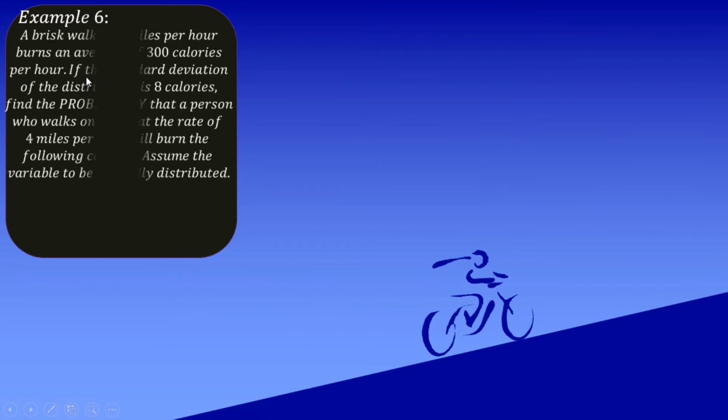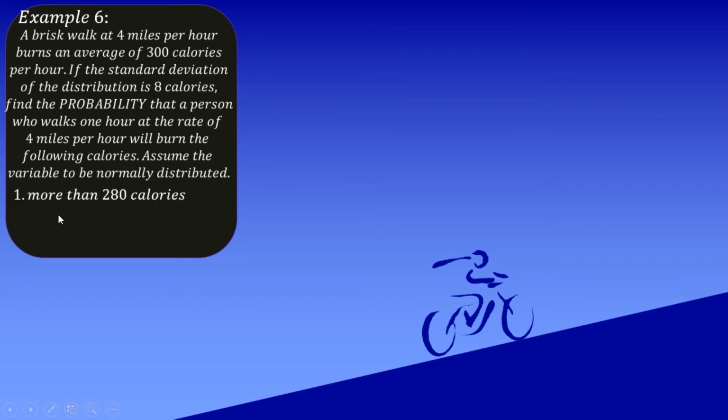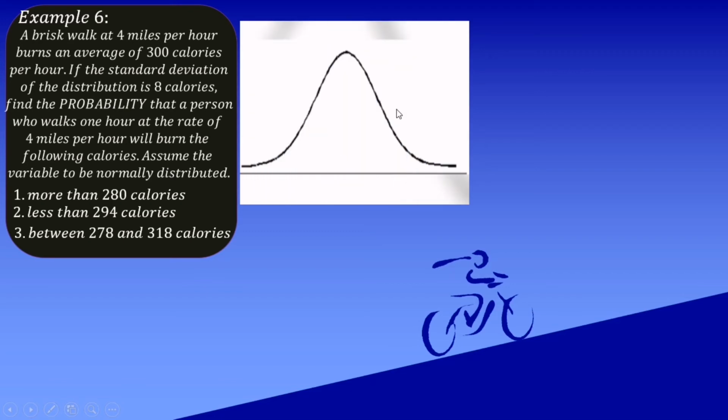For example number 6. A brisk walk at 4 miles per hour burns an average of 300 calories per hour. If the standard deviation of the distribution is 8 calories, find the probabilities that a person who walks 1 hour at the rate of 4 miles per hour will burn the following calories. Assume the variables to be normally distributed. 1. More than 280 calories. Yan ang ating sasagutin for this problem to find the probability.